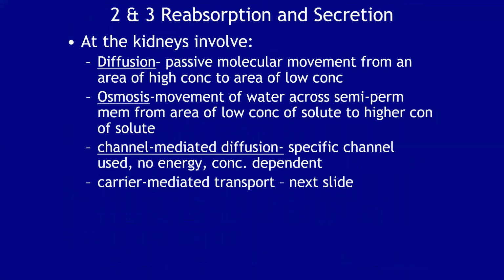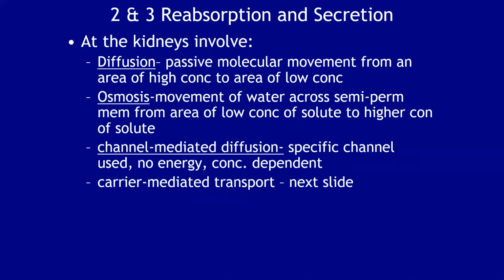So once we have filtration, then we have reabsorption and secretion. When we get to the level of the kidney, the different types of transport that we have include diffusion, osmosis, channel-mediated diffusion, and carrier-mediated transport. Right, so remember what diffusion is. It's passive. You're moving from an area of high concentration to an area of low concentration.